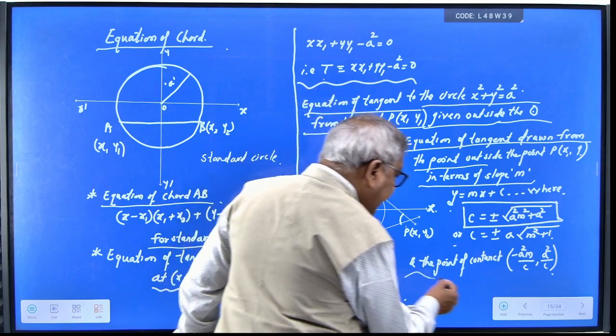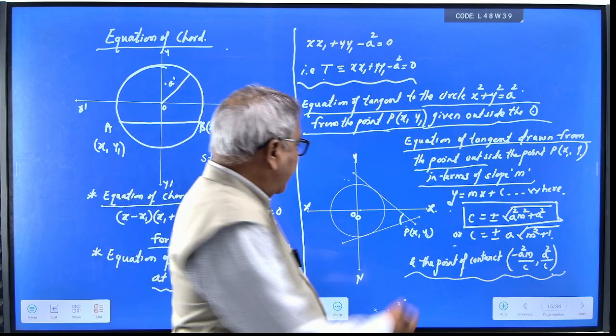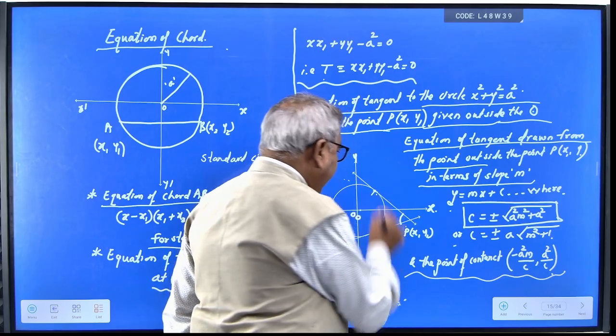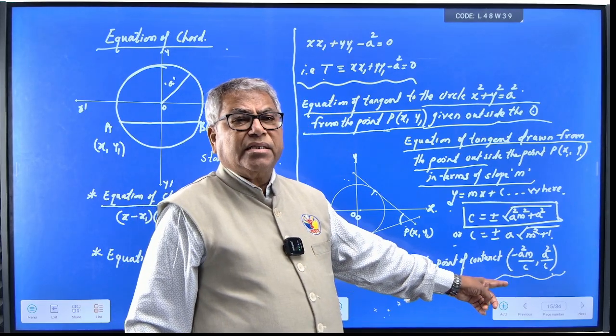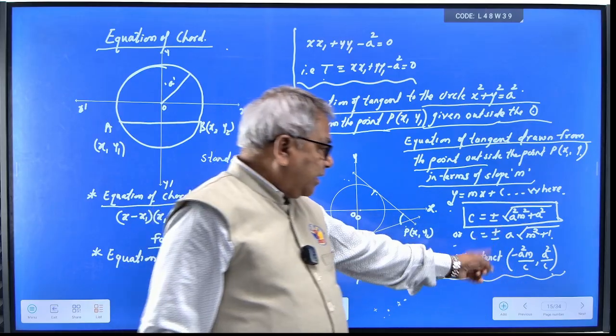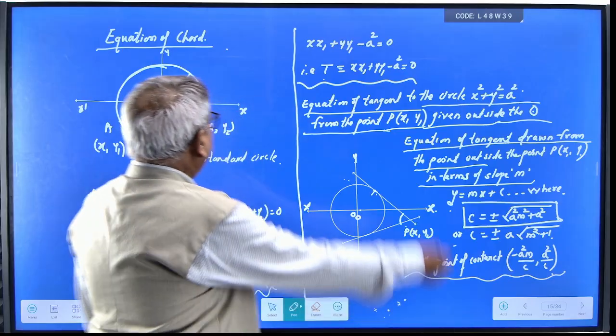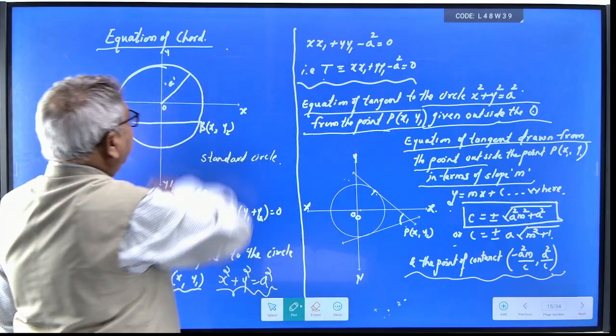And where it is a tangent, the point of contact, that is where the tangent touches the circle. This is the point of contact: minus a square m upon c comma a square upon c. That is for all, for the standard circle.